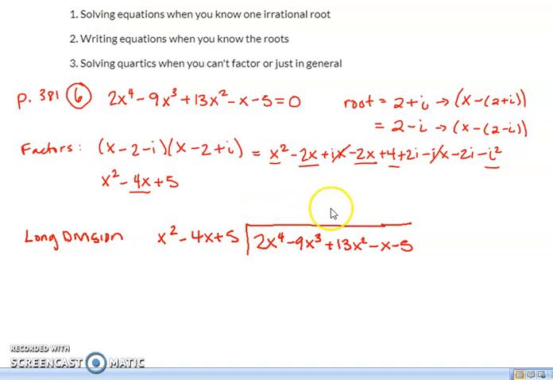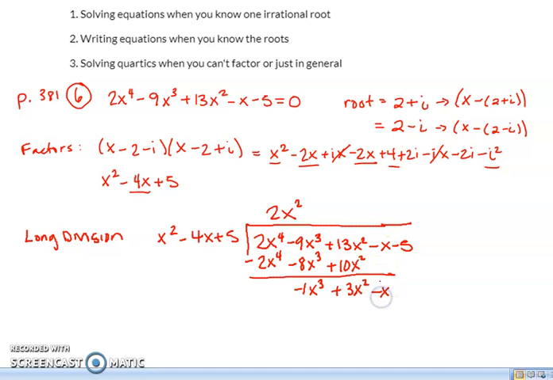And again, how do you make that happen? This would become a 2x squared, so that you get a 2x to the 4th. You would get a minus 8x cubed. You would get a positive 10x squared. You subtract 9 minus an 8, this would become a negative 1x cubed plus 3x squared. Bring that one down. I would need a negative x to make this a negative x cubed. Makes that a positive 4x squared. Makes that a negative 5x.